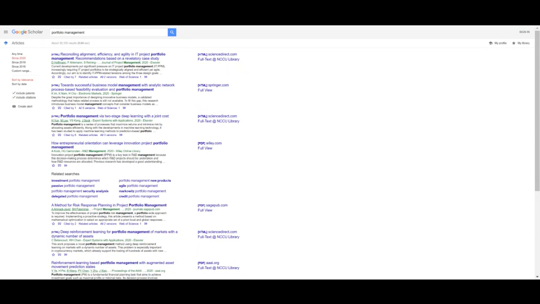So if you look, for instance, this is talking about reconciling alignment, efficiency, and agility in IT project portfolio management, recommendations based on a laboratory case study. So actually, the type of research that you guys mentioned is close to what we call a case study, because what you're trying to do is look at specific industries and look at how they do things. Go together? Yeah. So that's an example of a case study.